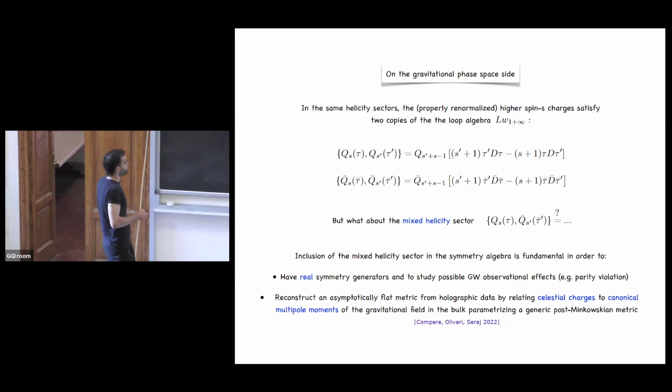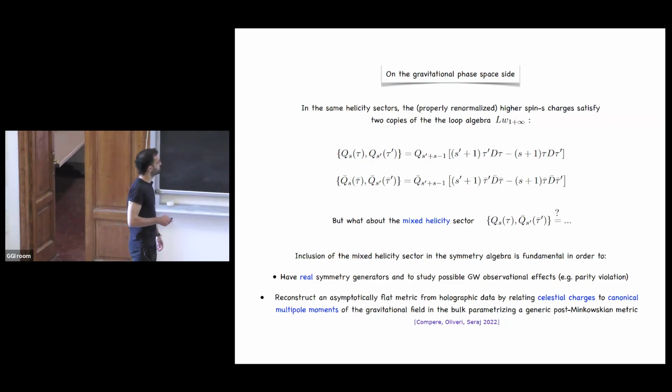Okay. The importance of this mixed sector is because, of course, in the end, we want to connect with observables, and that's why we need the real symmetry generators to study, for instance, possible gravitational wave deviation from parity violation effects, for instance.